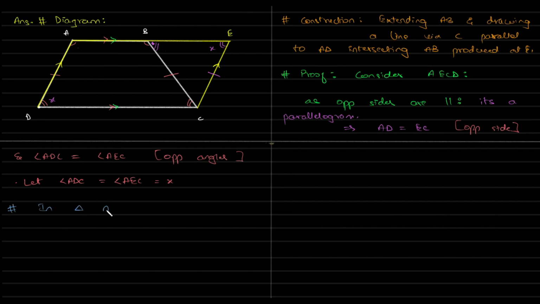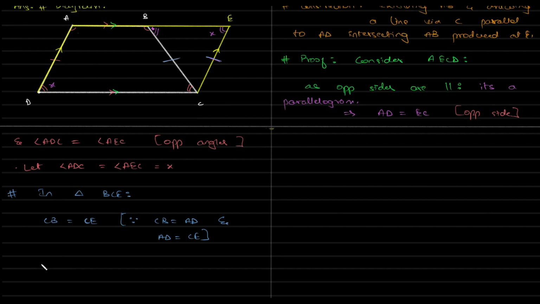In triangle BCE, we have CB is equal to CE. Why is that? Reason: CB is equal to AD, right? CB is equal to AD and AD is equal to CE. Okay, so because of this reason, these two sides are equal. So what can we do with this?